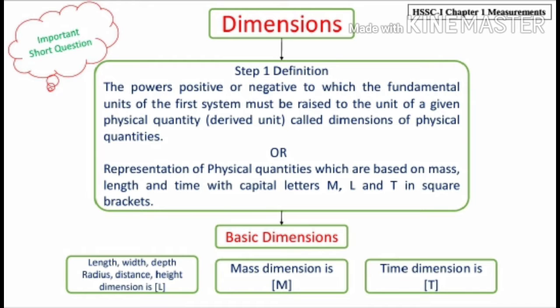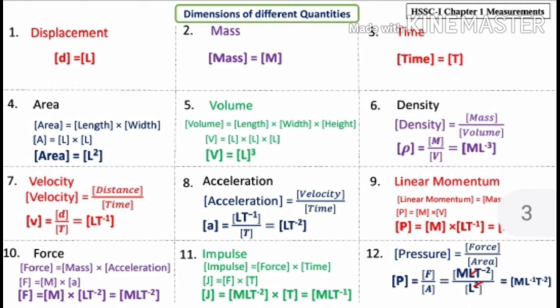In the next slide, for example, displacement dimension is represented by L, written as capital L between square brackets, as well as mass dimension capital M and time dimension capital T. Second one is area. Area formula is length multiplied by width. Length is represented by L and width is also a length, L. So L multiplied by L is L square. So the dimension of area is L square in square brackets.